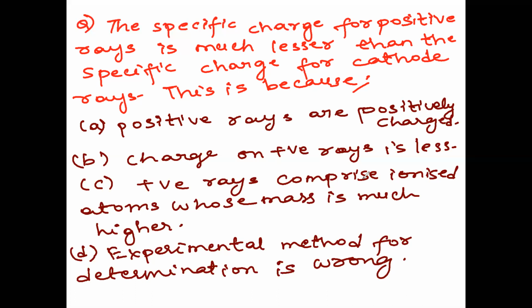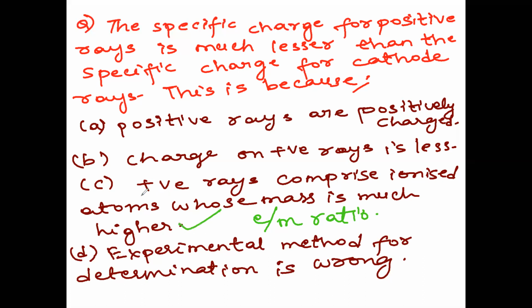So this is the question. What is specific charge? Specific charge means E by M ratio. So E by M ratio for positively charged rays, that is anode rays, is much lesser than that of specific charge for cathode rays, because charge on positive rays is less, and positive rays comprise ionized atoms whose mass is much higher.